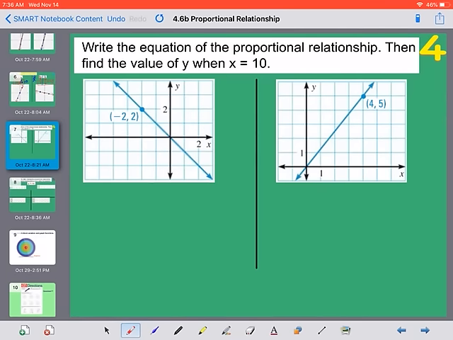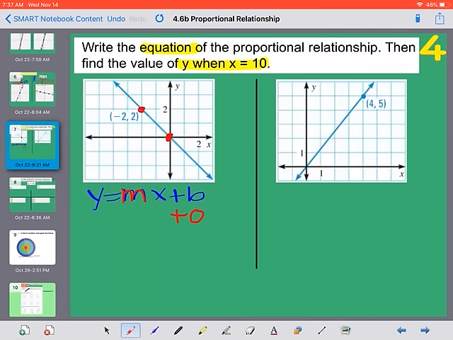All right, here's a little bit different question. It says, write the equation of the proportional relationship, then find the value of y when x is 10. So first we need an equation. We know our equation is in the form y equals mx plus b. And we know this graph begins at 0, so we know that's plus 0. So all we need to find is m, our slope.